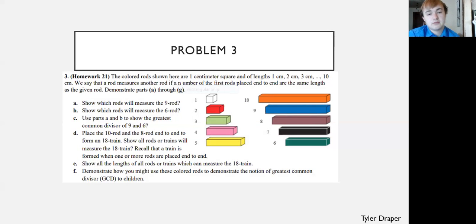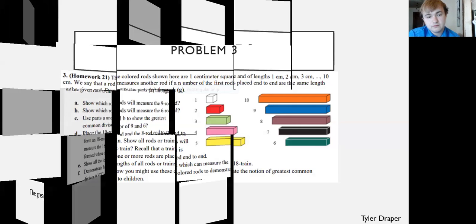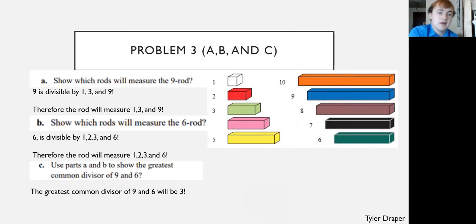We're looking at these colored blocks here. Let's look at problem A. Show which rods will measure the 9 rod. So we're just looking for what is 9 divisible by. 1 times 9 is 9. 3 times 3 is 9. So what it's saying is 9 of these little 1 blocks will make 9, 1 of these 9 blocks will make 9, and 3 of these 3 blocks will make 9.